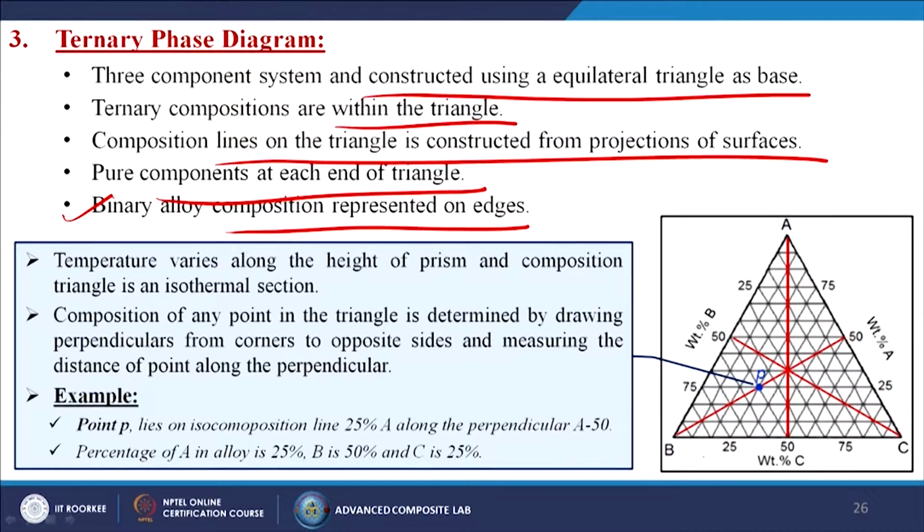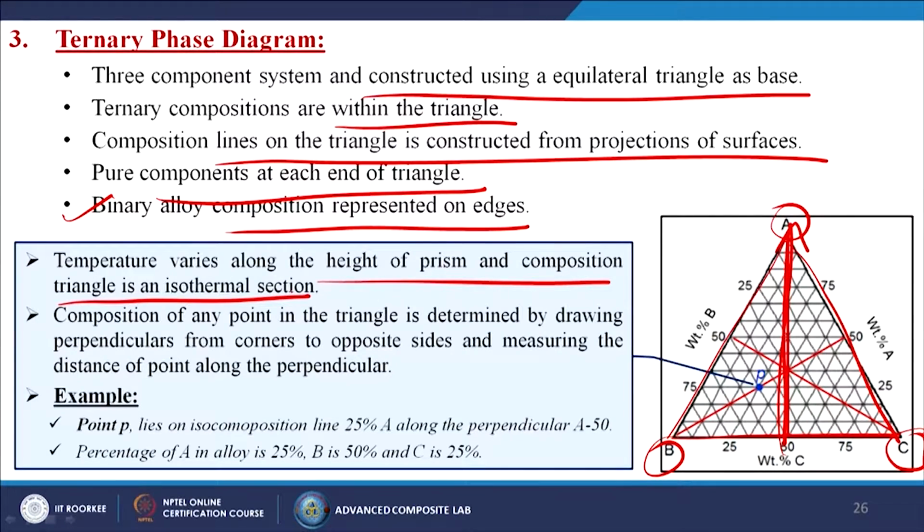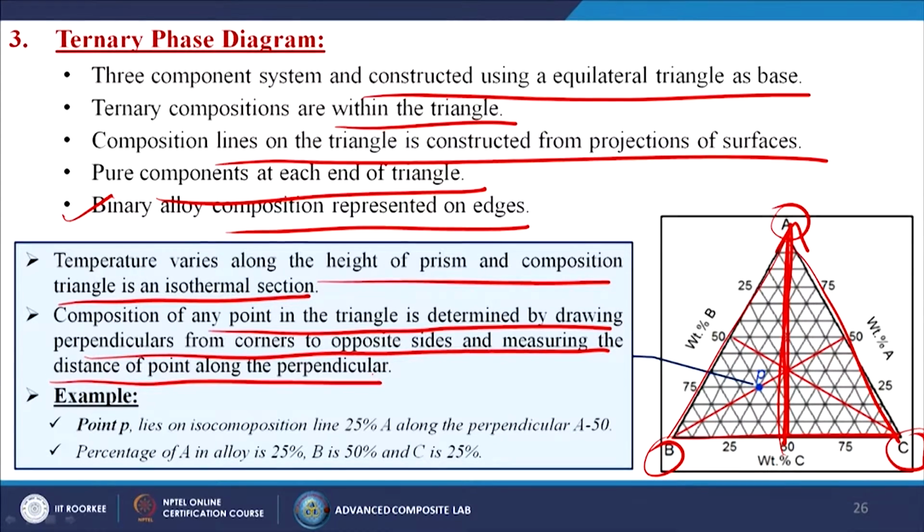So, in this particular case you can see that is pure A, that is pure B and the pure C, and this is the equilateral triangle. Temperature varies along this line. Height of prism and composition triangle is an isothermal section. Composition of any point in the triangle is determined by drawing the perpendiculars from corners to the opposite side and measuring the distance of the point along the perpendicular.